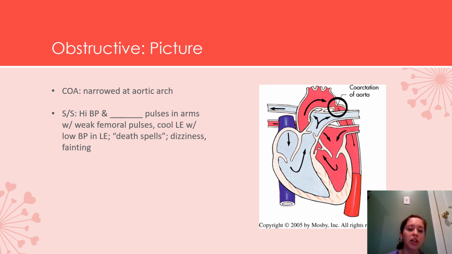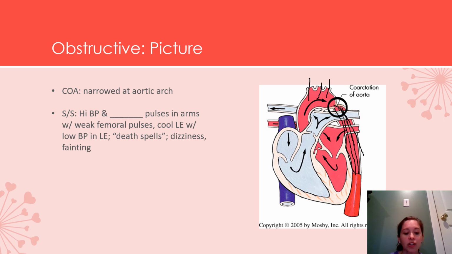So with coarc, we usually have a narrowing at the aortic arch. So you can see in the picture that there's this narrowing occurring right here as it arches. And so because of that narrowing, we have decreased perfusion of blood going out of part of the aorta, but we still have normal perfusion going through some of the aorta.